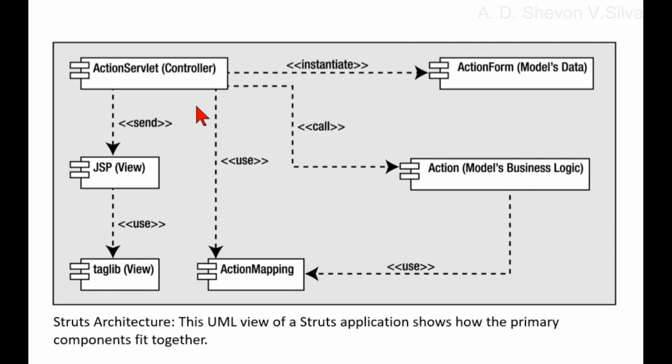Finally, the action class processes the request and indicates to the action servlet where the user should be forwarded to, usually a JSP page, passing it to the action servlet in an ActionForward object. For more in-depth information about the architecture and implementation of the Struts framework, you can refer to the books and other articles.